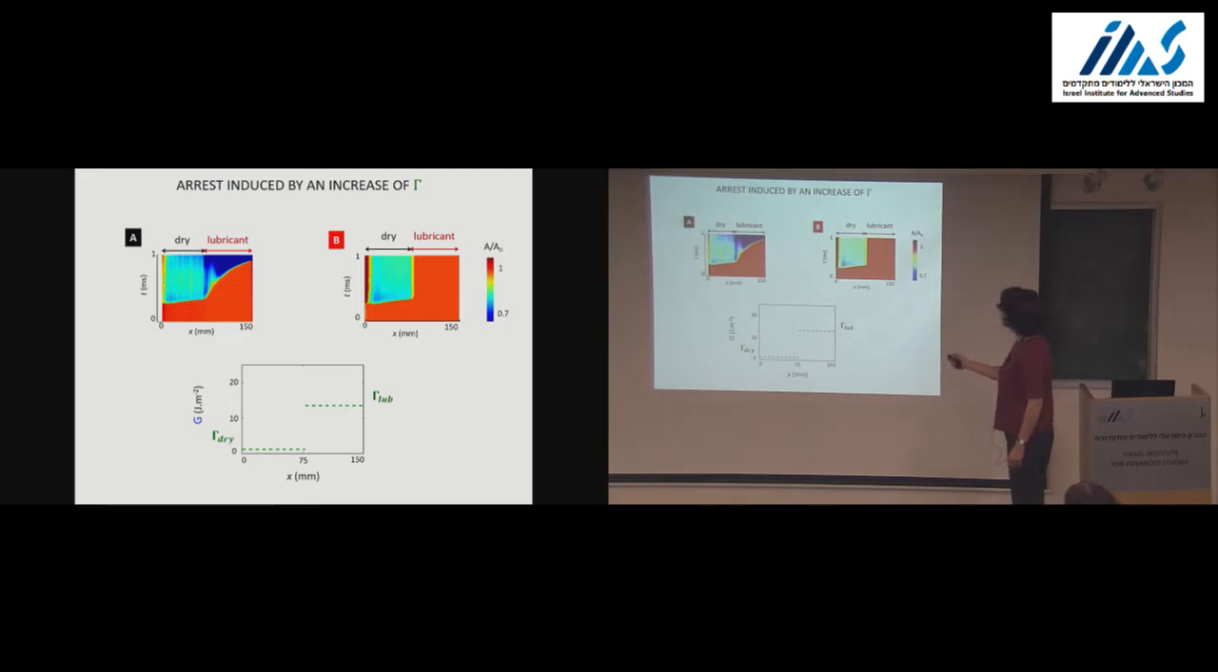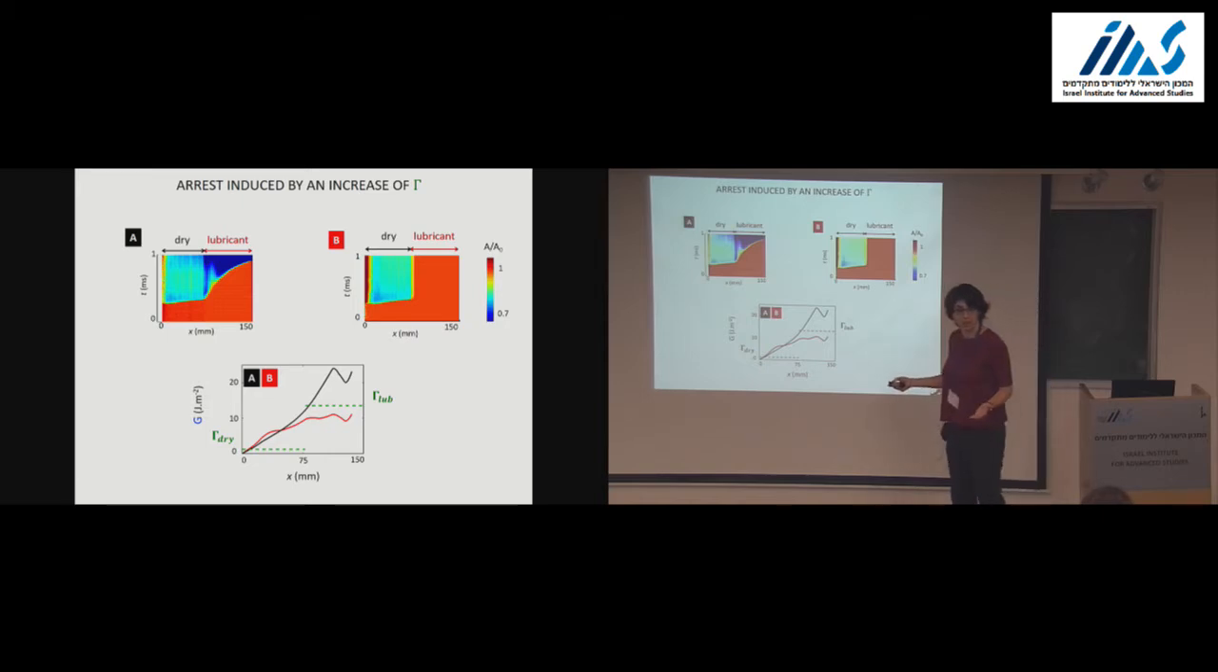For both event A and B, we'll calculate G. For event A, we see that the rupture propagates in the dry part, and as it hits the corner of the lubricated patch, G is approximately equal to gamma lubricated. Then it can propagate further. For event B, it propagates in the dry part, but as it hits the corner of the lubricated patch, G is smaller than gamma lubricated, so it cannot propagate further. And that's neat.